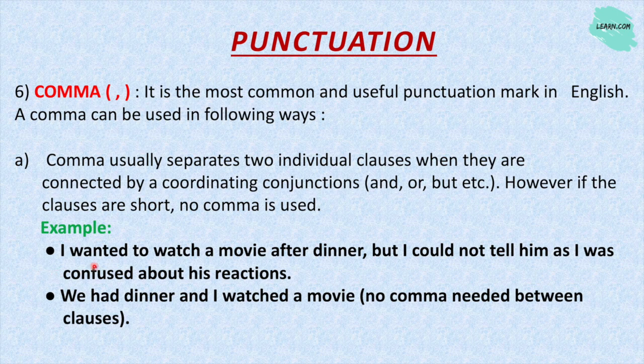See here, the first clause is I wanted to watch a movie after dinner. The second clause is I could not tell him as I was confused about his reactions. Here the conjunction used is but, and we are separating the two clauses with the help of comma. But comma can be used only when we have longer clauses. If the clauses are short, it is not required to use a comma. Like here in the second example, we had dinner and I watched a movie. So here the clauses are very short, so no comma is needed between the clauses. Let's move to the second case.